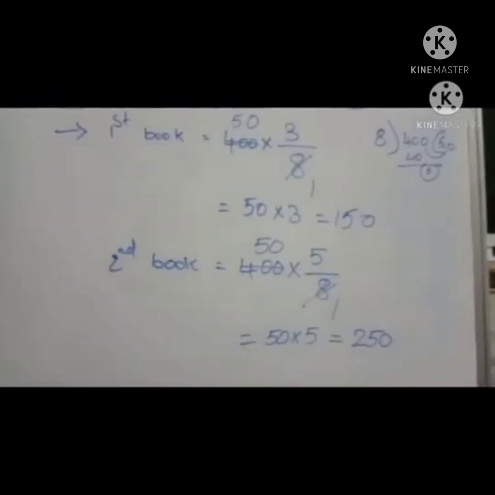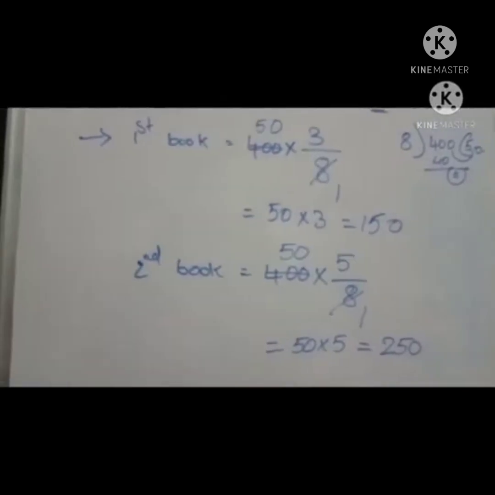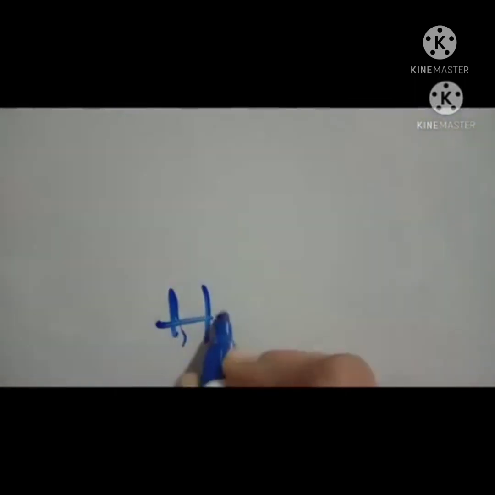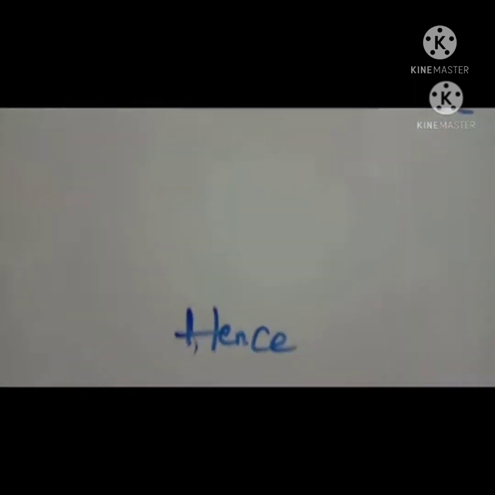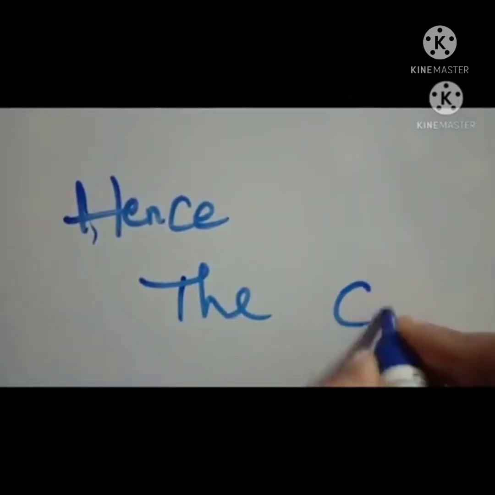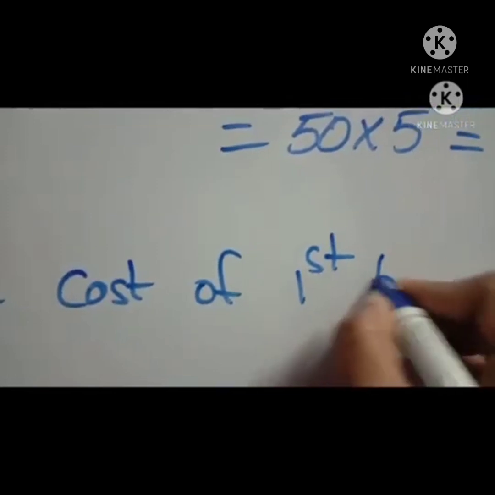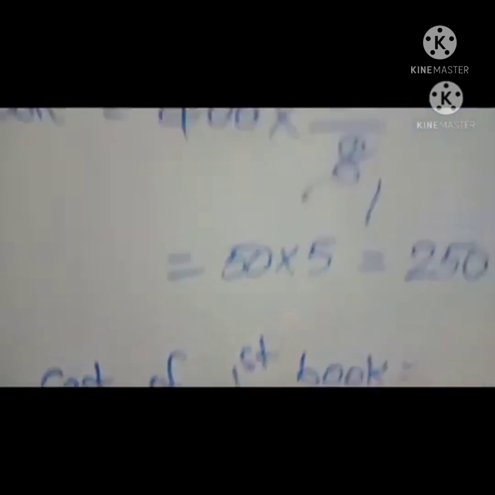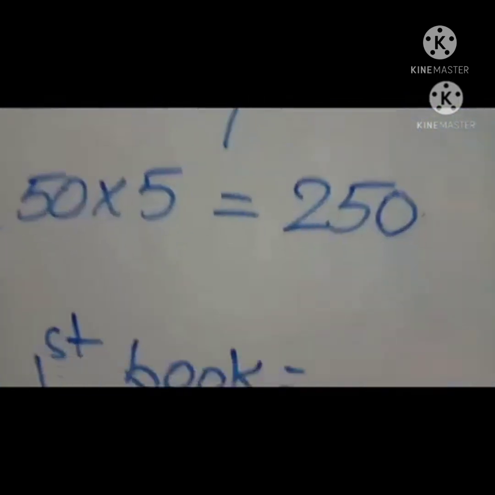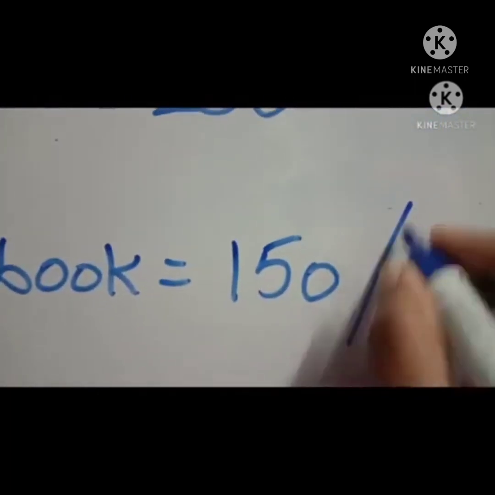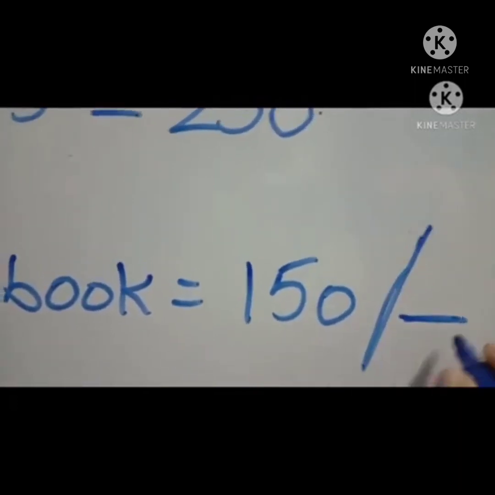What is the cost of the first book here? 150. And again, what is the cost of the second book here? 250. Write that here. Hence, the cost of the first book is equal to, what is the cost here? 150, no? Right here 150. This is the symbol of rupees. We write it like this for rupees.